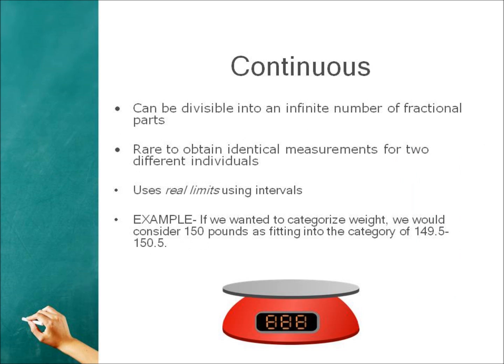Continuous data can be divisible into an infinite number of fractional points. When using continuous data, it is important to remember that it is rare to obtain identical measurements for two different individuals. It uses what's called real limits. For example, if we wanted to categorize weight, we would consider 150 pounds as fitting into the category of 149.5 pounds to 150.5 pounds. It is likely that 10 people who weigh 150 pounds will still differ when weight is calculated to the tenth of a pound using real limits.